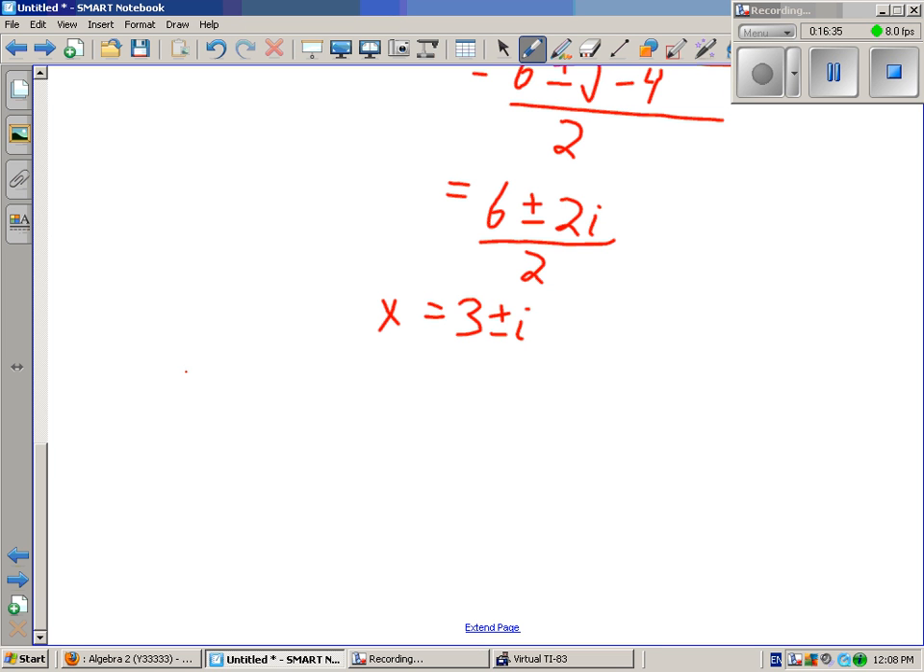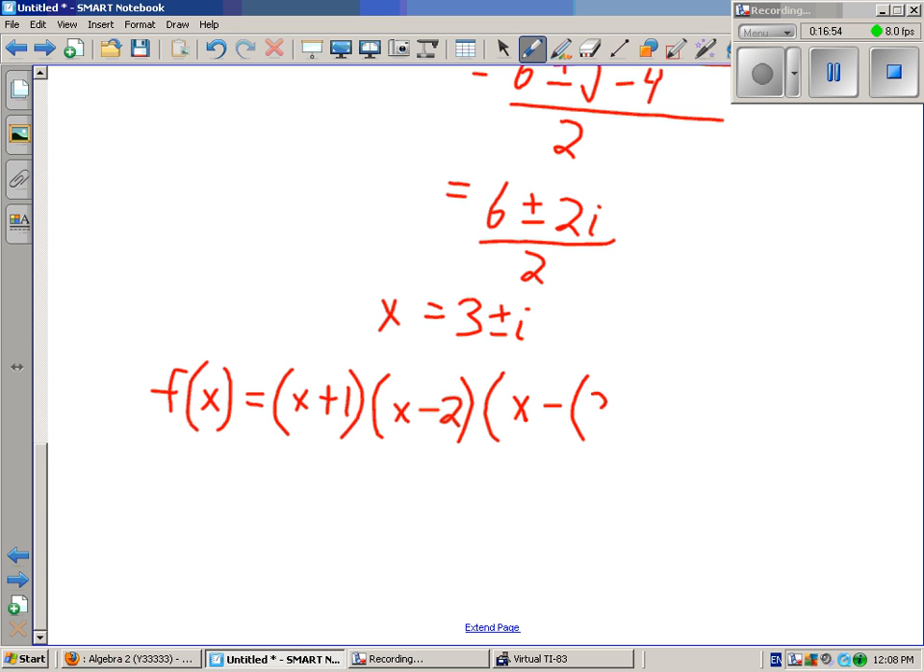So finally, to write this out all the way, I have x plus 1, my first zero, x minus 2 with my second zero at x is equal to 2, and then I have the 3 plus or minus i. So x minus 3 plus i, x minus 3 minus i. And we're done.